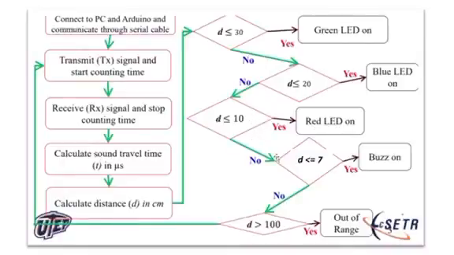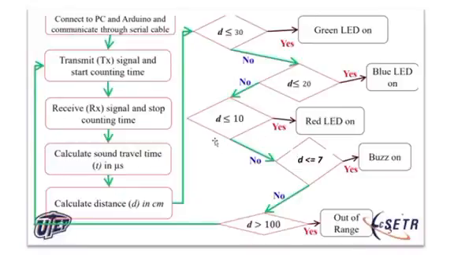on. Right next to it, if the distance is less than or equal to 7, the buzzer sound will be on. A constant sound will be on. I don't know if you guys can hear it. But the last situation will be if the distance is greater than 100 centimeters, the serial monitor will display a message that says out of range.